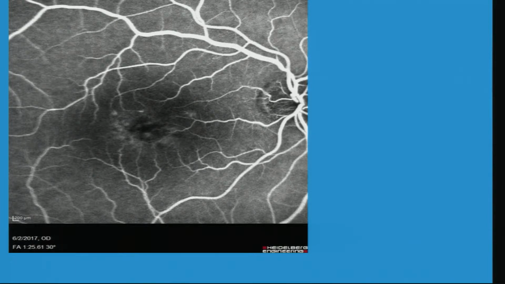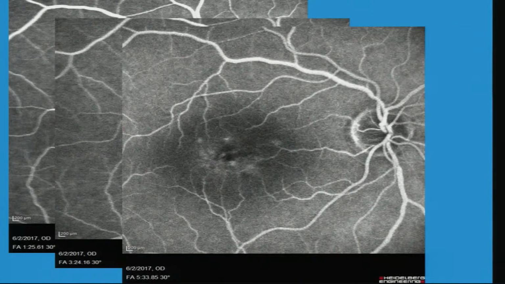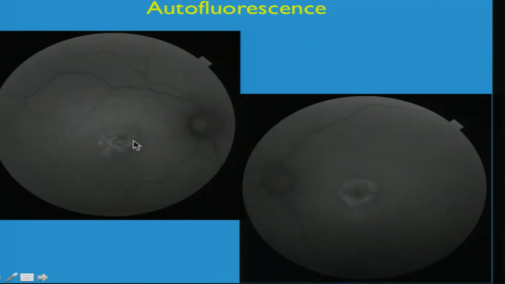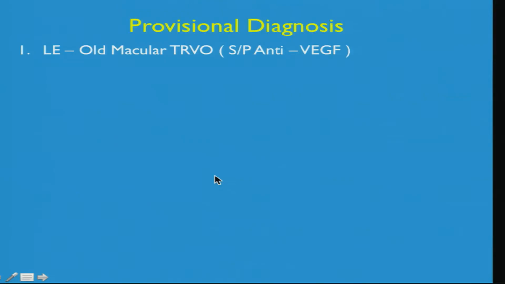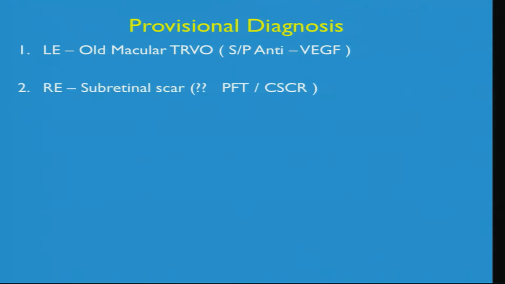The right eye did show a stellate hyperfluorescence, which was not leaking too much, so things were going more in favor of CSR. If you look at the autofluorescence, there is hypo-autofluorescence in the right eye. The left eye does show hyper-autofluorescence. So if you really look at the angiography, you are definitely sure that there is a macular TRVO which was not responding. But what about the right eye?